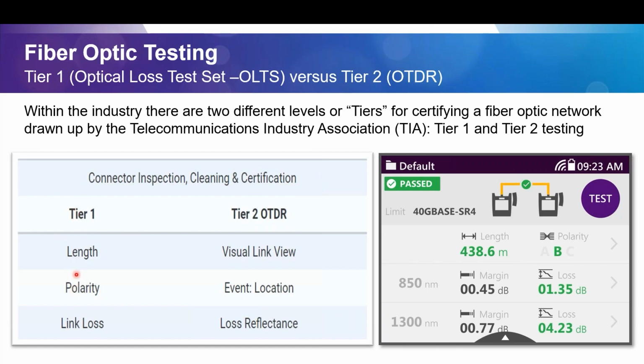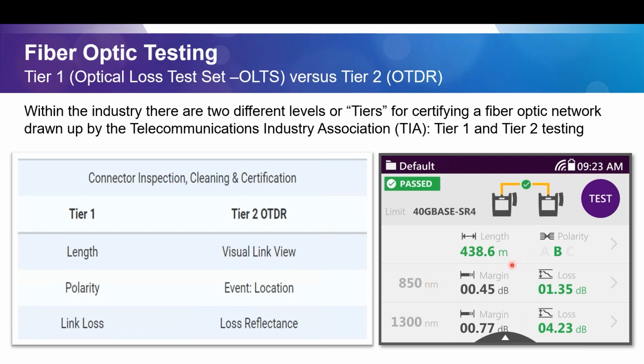This is actually a screenshot of VIAVI's tester. It shows length, loss, and polarity. So length, this cable was 438.6 meters long. Polarity was B, and then my link loss was 1.35 and 4.23 on my other fiber. So I've measured length, loss, and polarity all on that MPO cable fiber.